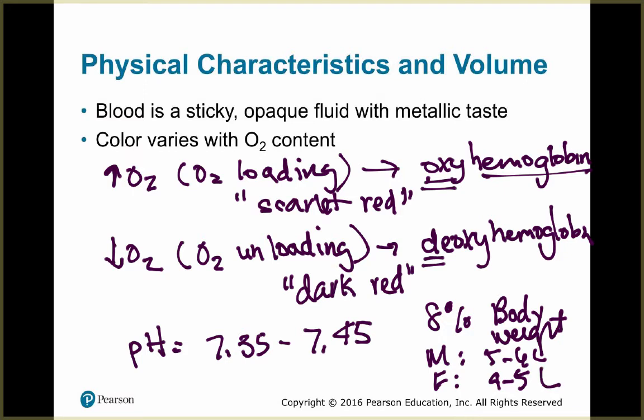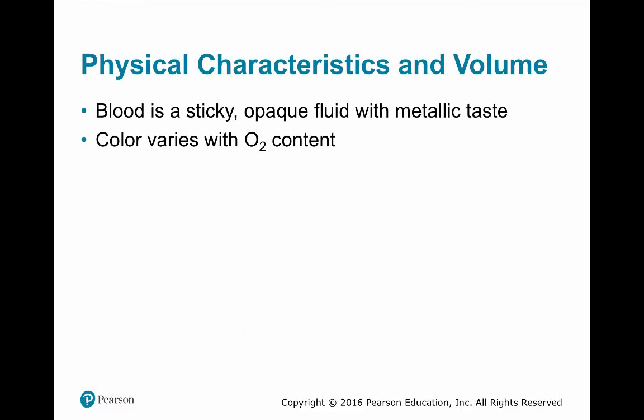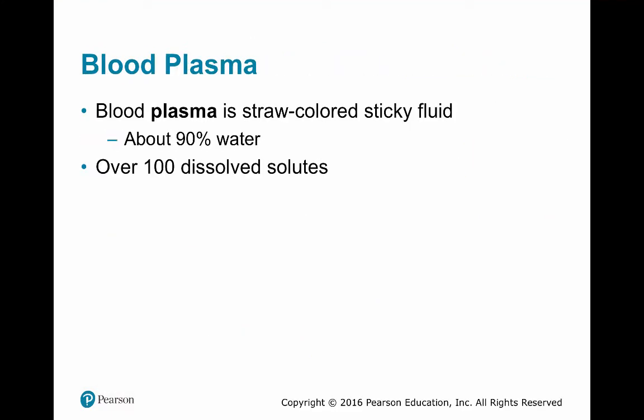Now let's talk really quick about the different parts of blood. So we're going to start here with blood plasma. Blood plasma is a straw-colored sticky fluid, right? This is not the actual cells. It's just what the cells are bathed in. About 90% of it is water, and there are 100 different solutes there, right? And when I say solutes here, we're talking about what type of ions or molecules you can find floating around.